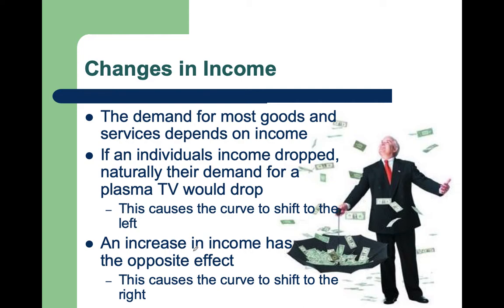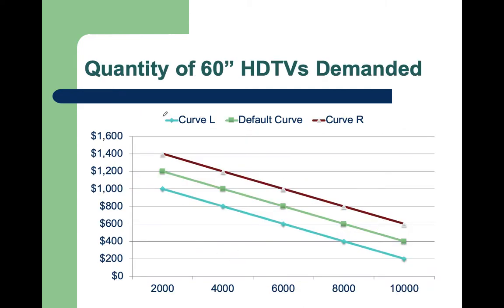Next one is changes in income. So same concept. Let's say that now we're selling 60-inch HD TVs, and we're starting on this green curve again. And let's say that our price right now is $800 a piece. Our quantity demanded is 6,000. So let's say that we're Best Buy or some big box store, and this is how many we sell per year. So at $800 a piece, we're going to sell 6,000 60-inch HD TVs this year.